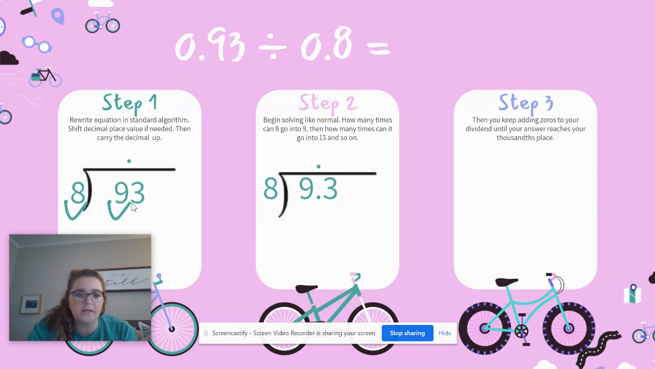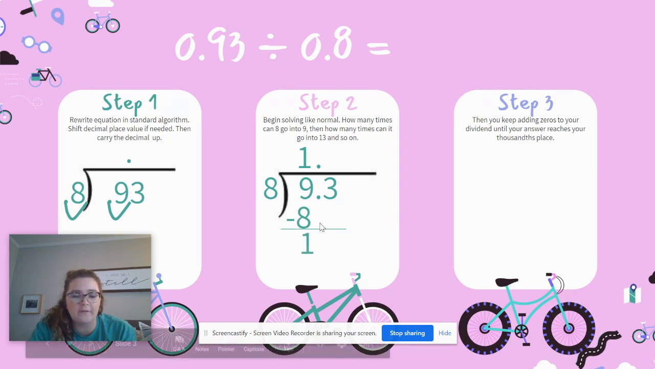All right, then you notice that now that my decimal is still in my dividend, I had to carry it straight up. So I carried it straight up. And so now I can begin to solve as if I'm just thinking about how many times can 8 go into 93. Well, I know that 8 can go into 9 one time. So 1 times 8 is 8. And so then when I subtract, I end up getting 1 left over.